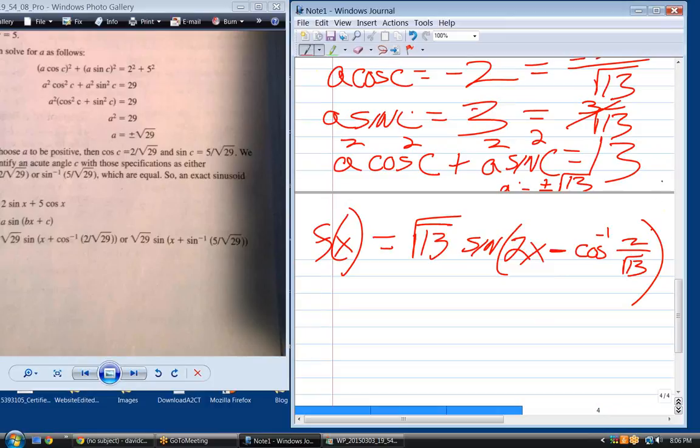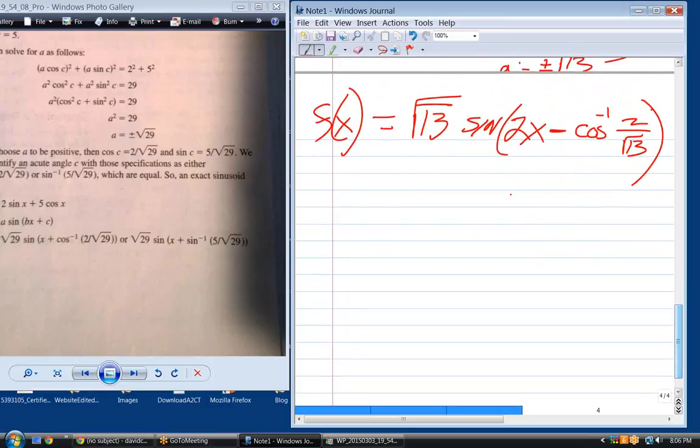Now, just real quick, let's assume we had this, and using the sum and difference rule, see if we can get it back to the function we were given. Okay? Let's just try it. It won't take long. The sine of 2x minus the inverse cosine of 2 over 13 should be, let's see, I got this square root of 13 way out here.